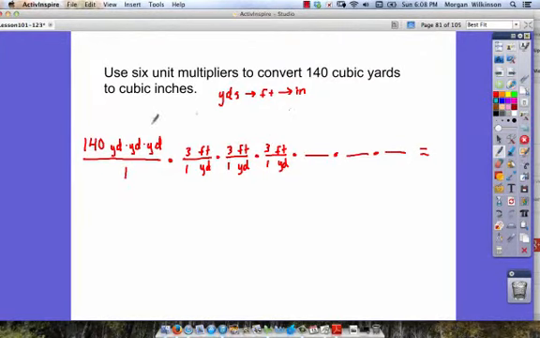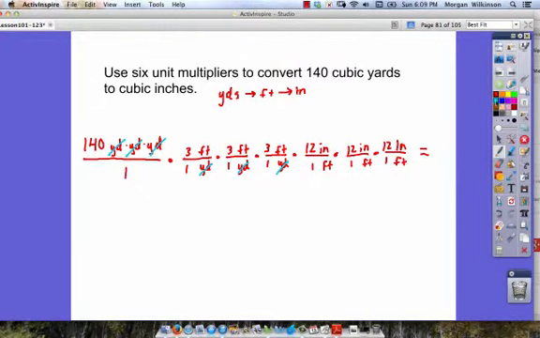Then we can cancel. Yards divided by yards cancels. Yards divided by yards cancels. And yards divided by yards cancels. Then we have to go from feet to inches. So, since we have feet in the numerator, to cancel it, we need feet in the denominator. And we're going to have to do that 3 times. We know we're going from feet to inches, so inches go in the numerator. And we know there are 12 inches in 1 foot. So we can fill all those in.